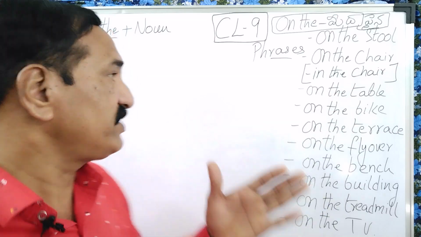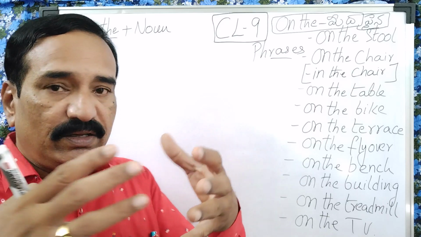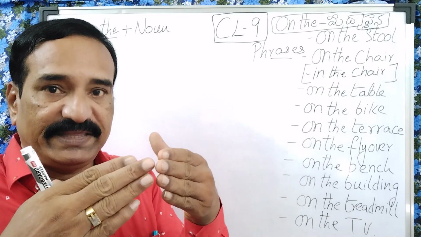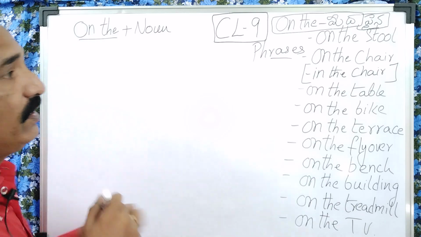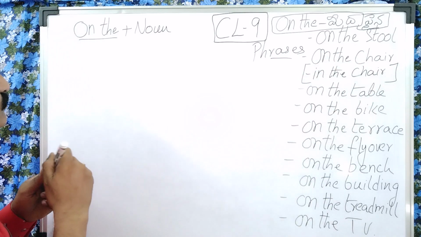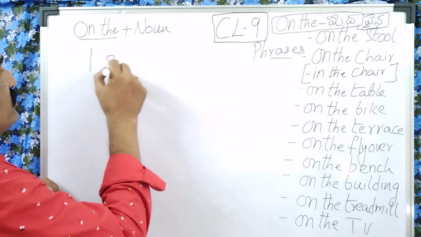Now let us try to get on to the next type of phrase, on the, and then try to combine them to form a statement. Okay, now let us see. On the stool, I sit.